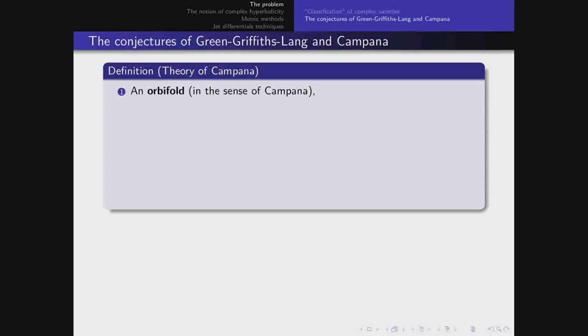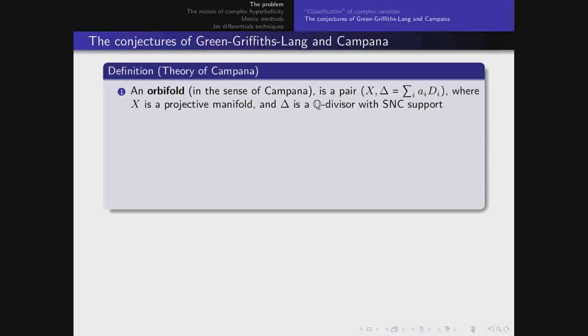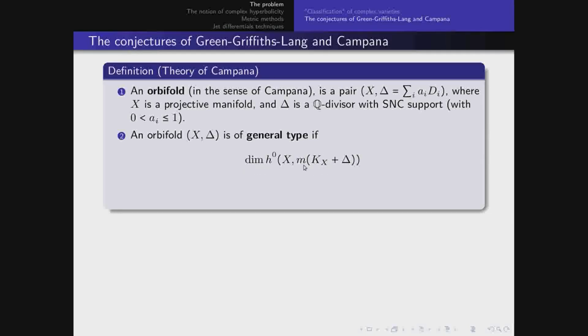So let me briefly recall that an orbifold, in the sense of Campana, is a pair (X, Delta) where X is a projective smooth manifold and Delta is a Q-divisor with a simple normal crossing support and coefficients between 0 and 1, like that. And we say that an orbifold is first of general type if its canonical orbifold line bundle, that is the sum K_X plus Delta as a Q-divisor, has maximal growth when you compute the sections of its powers.